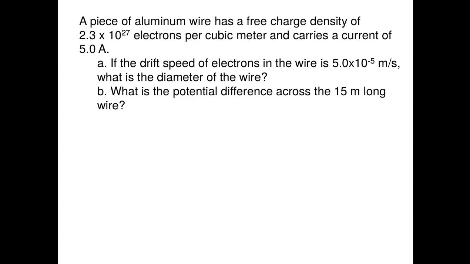We have a drift speed of 5 times 10 to the negative 5 meters per second. We're looking for the diameter of the wire, and if the wire is 15 meters long, what's the potential difference? So we have a lot of values given to us, which is nice, right? We've got lowercase n sub e, capital I, drift velocity, and the length of the wire. So we're looking for the diameter of the wire and the voltage across the wire.